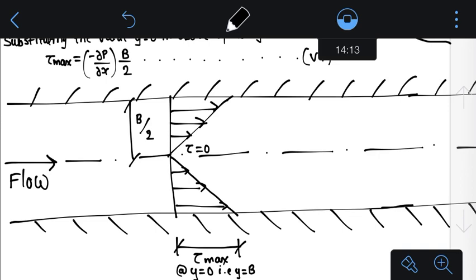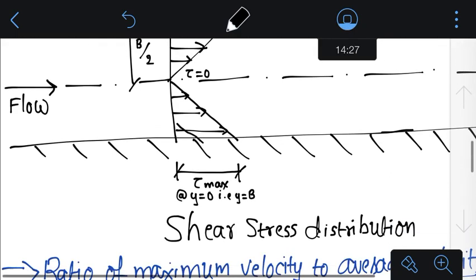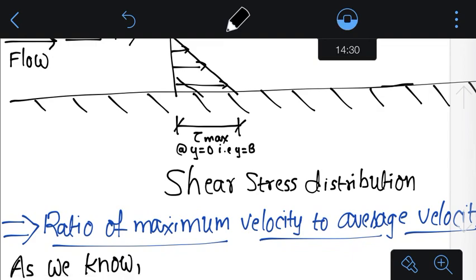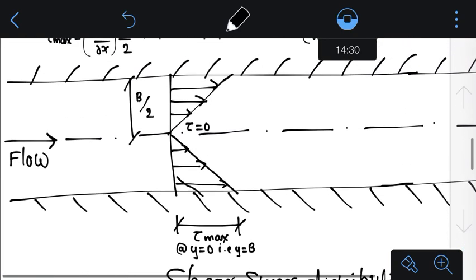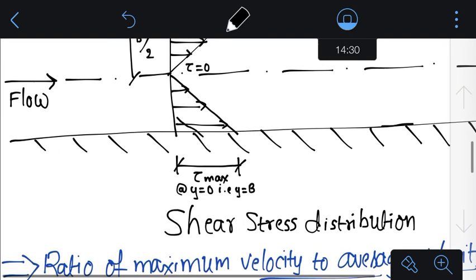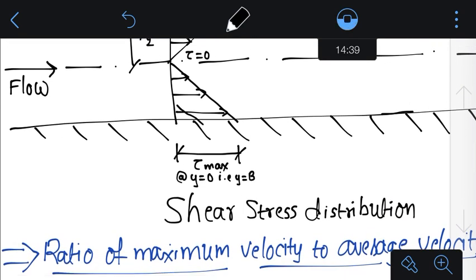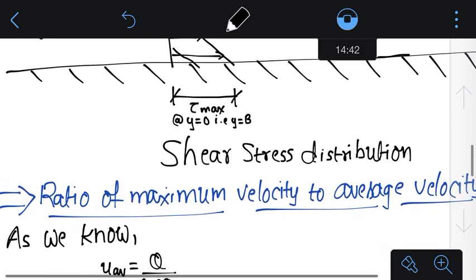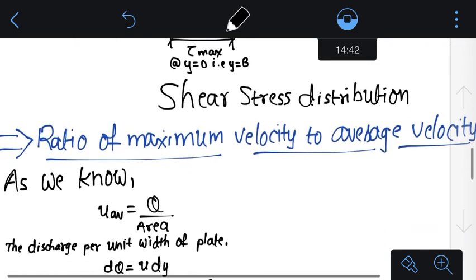So you can see it is varying linearly from the midpoint towards the boundary. So tau is 0 exactly at the midpoint, and it will go on increasing as you move away from the midpoint, and it will become maximum at the boundaries of these plates. So this was the case for shear stress distribution. Again, you see this is the same variation as we have seen in the case of circular pipe. So after getting this velocity distribution and shear stress distribution, I said that we're also going to see the ratio of maximum velocity to average velocity.